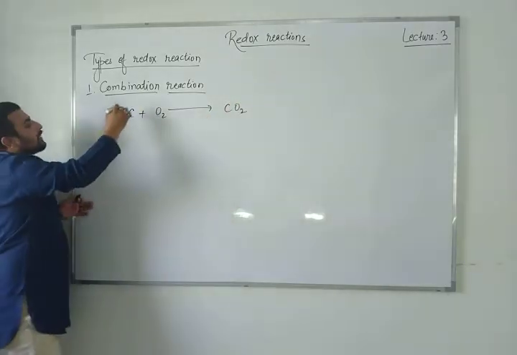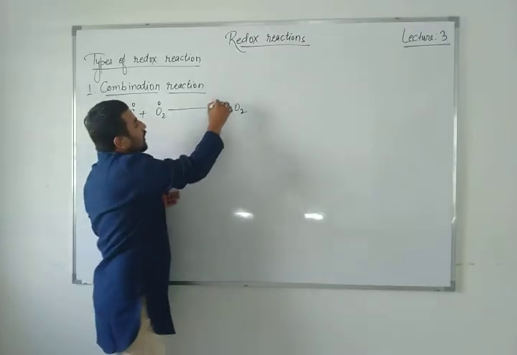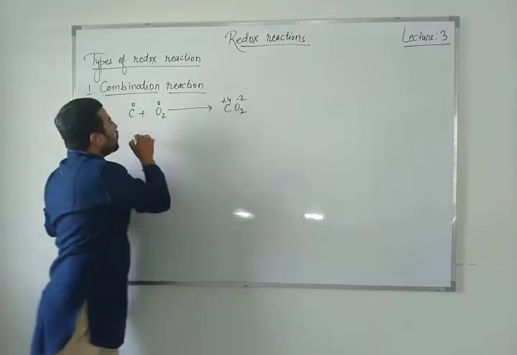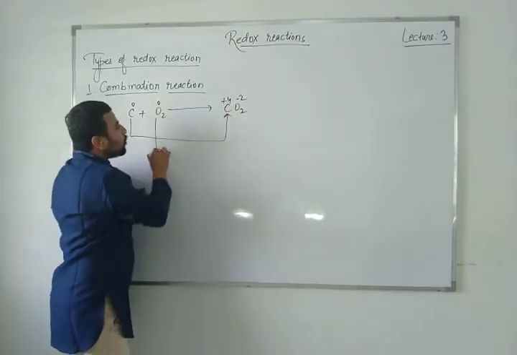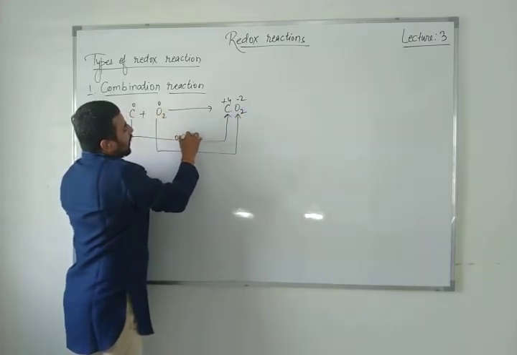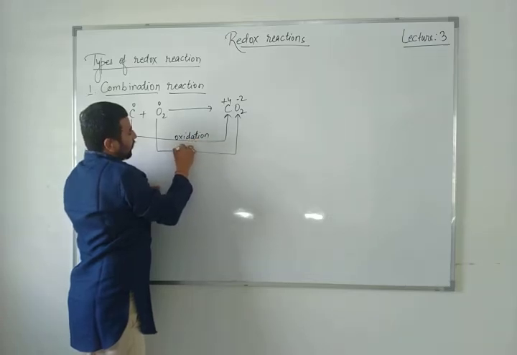Here the carbon is existing in 0 oxidation state, oxygen also 0. Here carbon is +4 and oxygen is -2, that's -4. So 0 to +4 is oxidation and 0 to -2 is reduction, right? So can we say this reaction is a redox reaction or not?